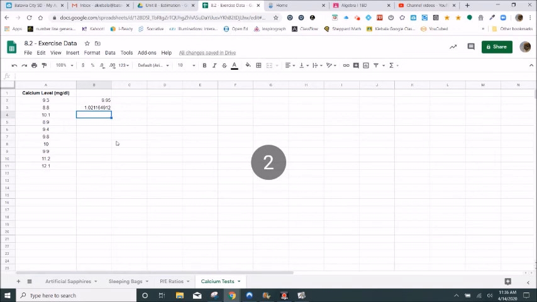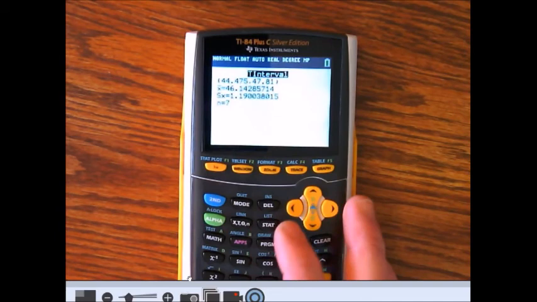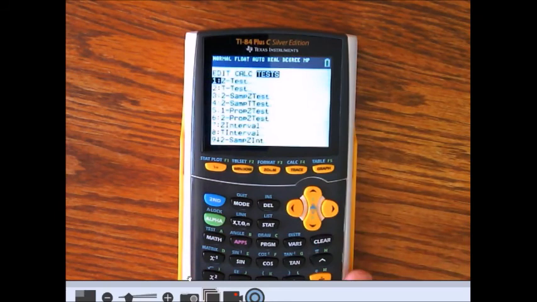All right, so right here, I'm going to use the calculator now. So I have the sample mean and the sample standard deviation. I did that on Google Sheets. So what I'm going to do is do the rest on the calculator. I hit stat, over to tests, number 8.